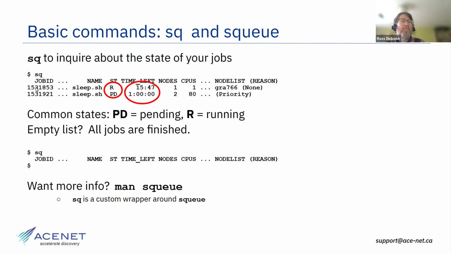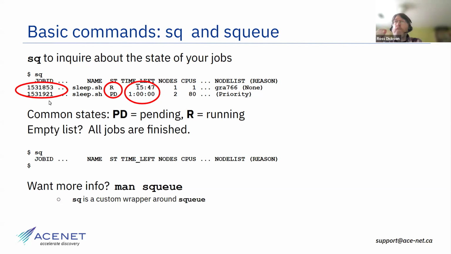So job 1531853 here has got another 15 minutes and 47 seconds left before the time limit that we gave it runs out. Oh, and it'll also tell you which node in the cluster it's running on. If you're interested in that, that's not always useful information, but sometimes it is. And you can see some things about how many resources it's requesting. We'll talk more about those as we go too.